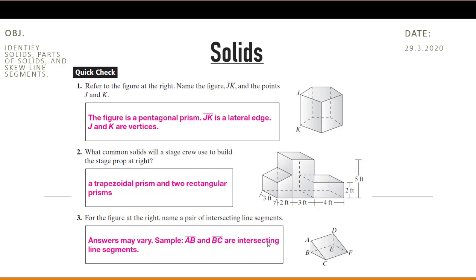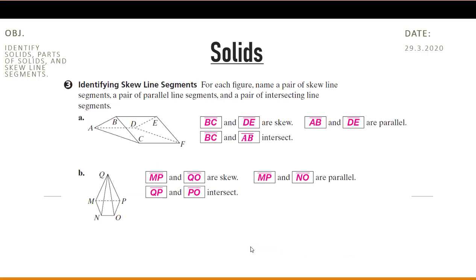Okay, that's the end of the presentation. I want you first to know that I've corrected question number 3A, part A, correct it again. Make sure that you did that. It's BC line segment and AB line segment. These 2 are intersecting.